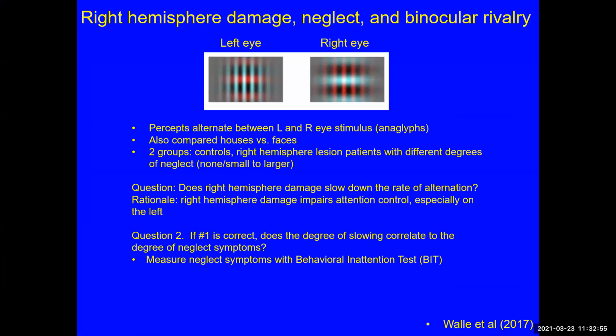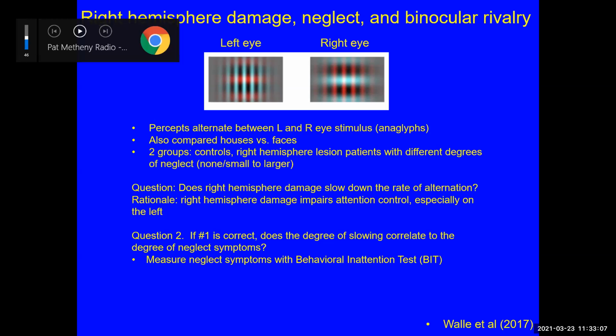So the question was, well, what about people with hemineglect? Might they have differences in binocular rivalry? She sent me the paper, and I looked at it, I thought it was a good paper. And as I read through it and started thinking about this, it was even more instructive, I think, for what we're trying to get out of the class.